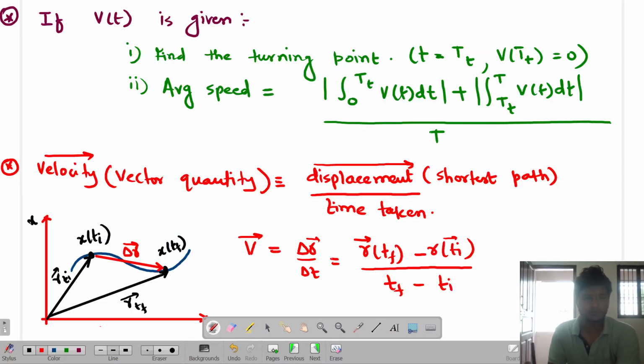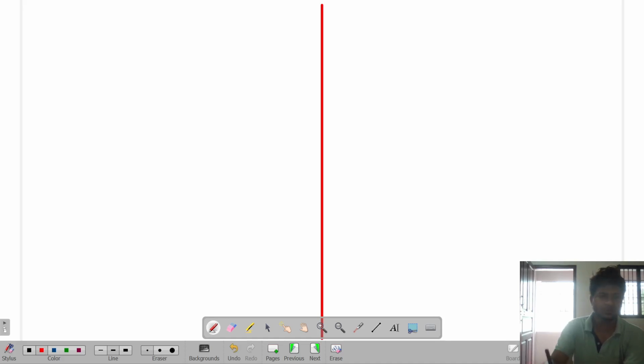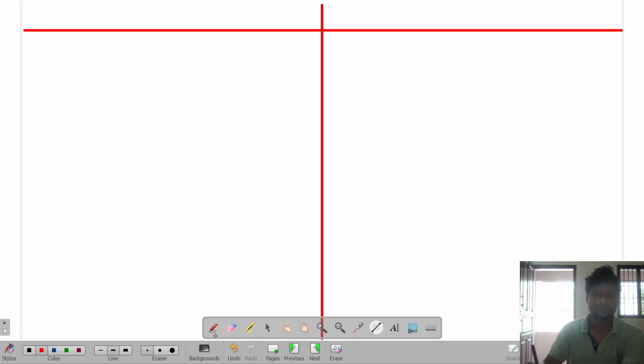Okay. Now, as we move ahead, we know that once again this will be divided. Velocity will be of two types. First one is called average velocity, and second one is called instantaneous velocity.